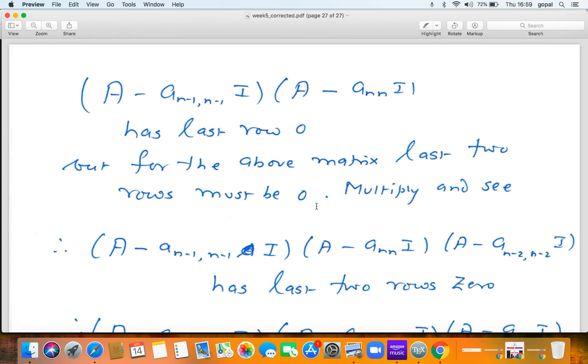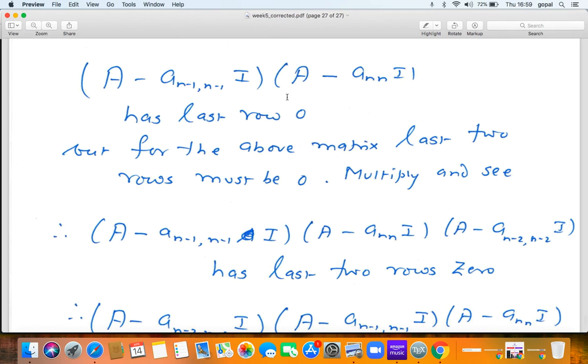Because when I look at this factor, A - a_{n-1,n-1} I, the penultimate row must be 0. So the penultimate row of this product must be 0. But we have also already seen that the ultimate row is 0, from the previous page. But from this we can also see that the second last row must also be 0. That's it. Because for this particular matrix the last two rows are 0.